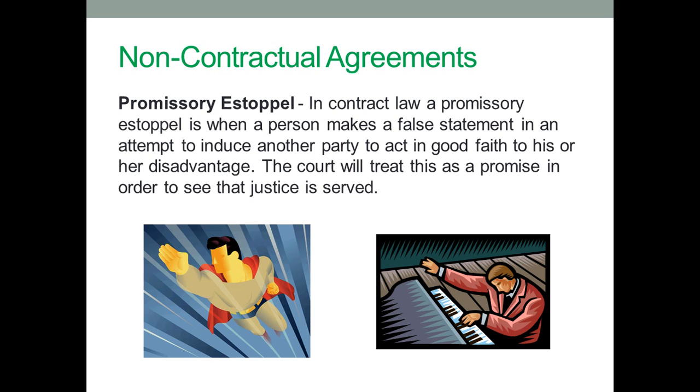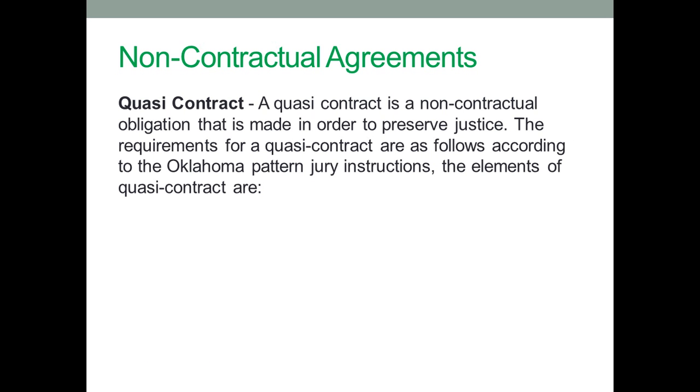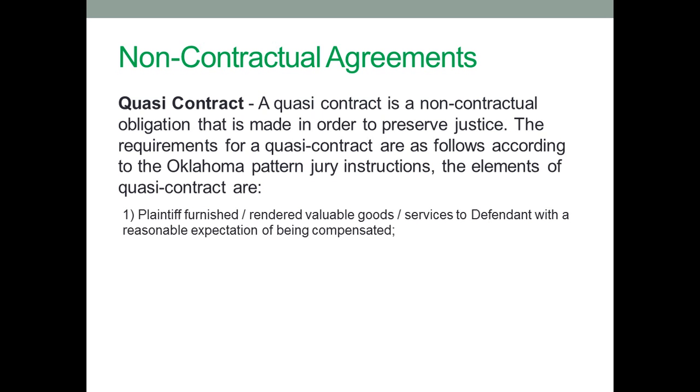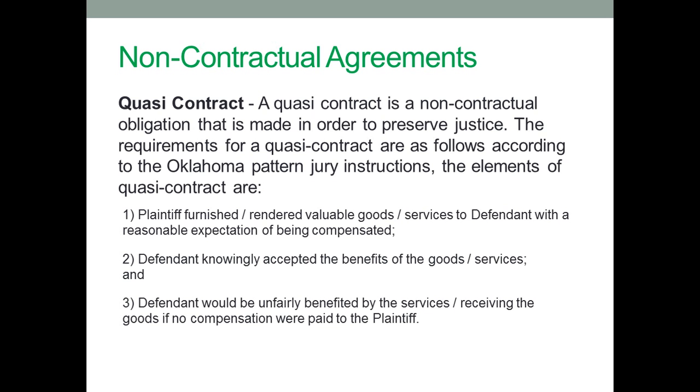A quasi-contract. A quasi-contract is a non-contractual obligation that is made in order to preserve justice. The requirements for a quasi-contract are as follows. According to the Oklahoma Pattern Jury Instructions, the elements of a quasi-contract are: 1. Plaintiff furnished or rendered valuable goods or services to defendant with the reasonable expectation of being compensated. 2. The defendant knowingly accepted the benefits of the goods or services, and 3. The defendant would be unfairly benefited by receiving the goods or services if no compensation were paid to the plaintiff.